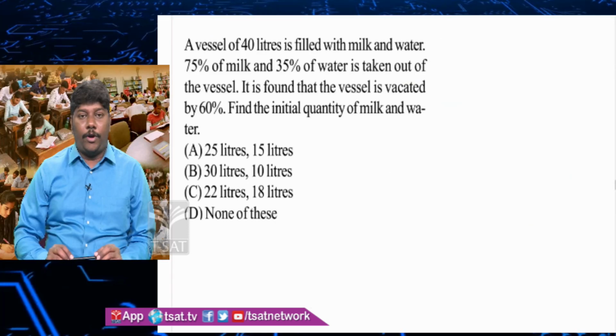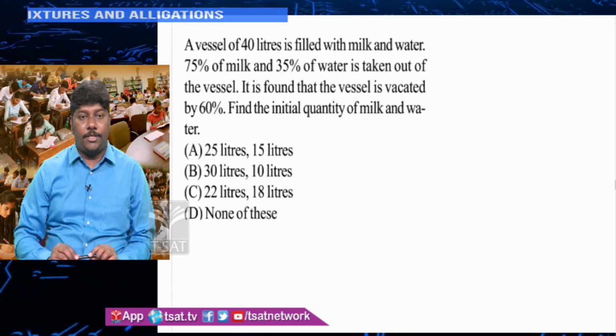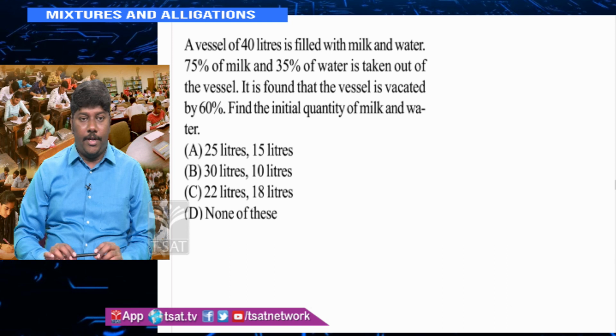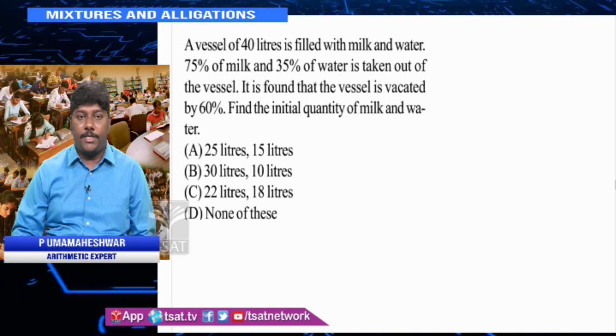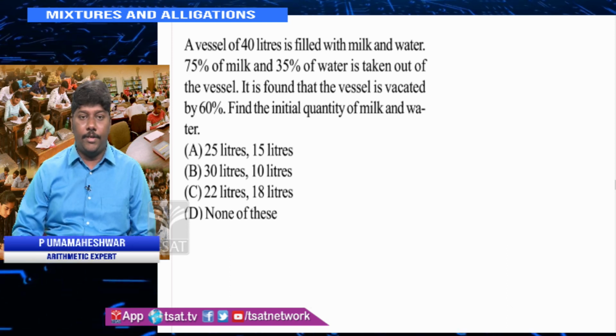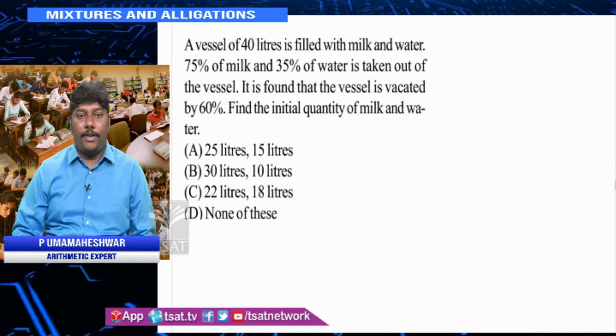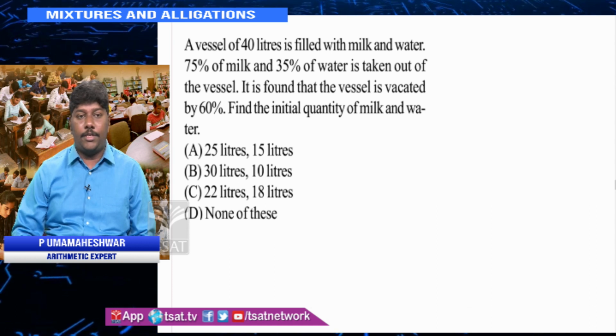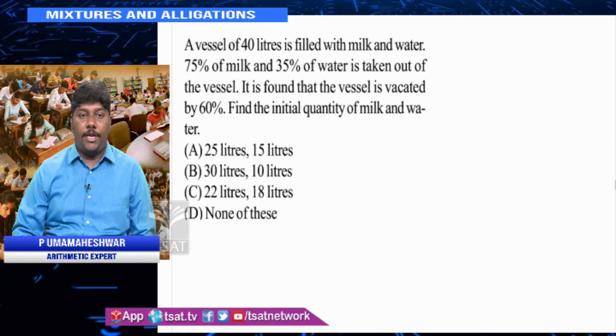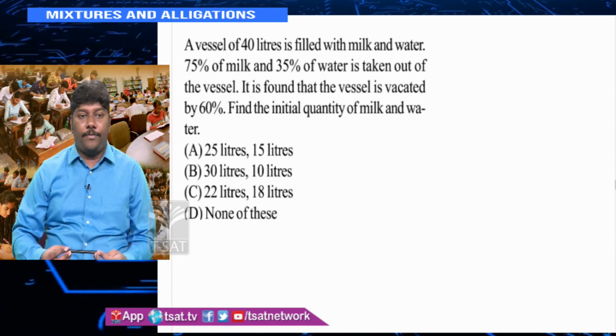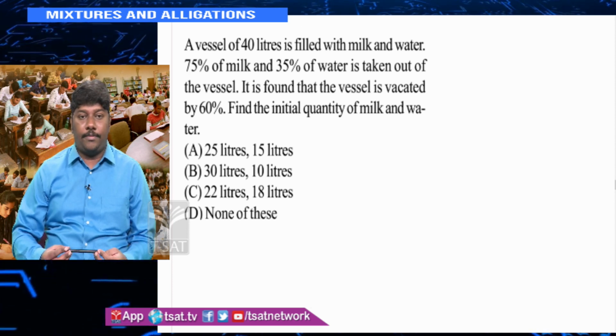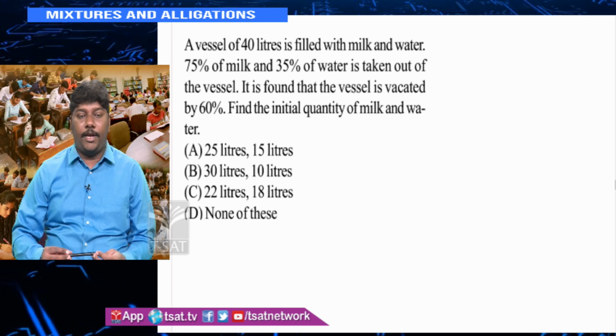A vessel of 40 liters. This is purely percentages, but still it is related to mixtures and alligations. A vessel of 40 liters is filled with milk and water. 75% of milk and 35% of water is taken out of the vessel. It is found that the vessel is vacated by 60%. So, find the initial quantity of milk and water.